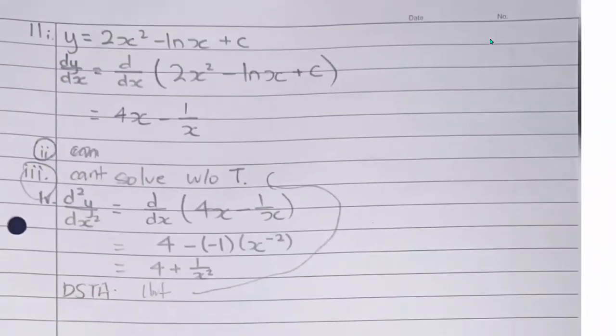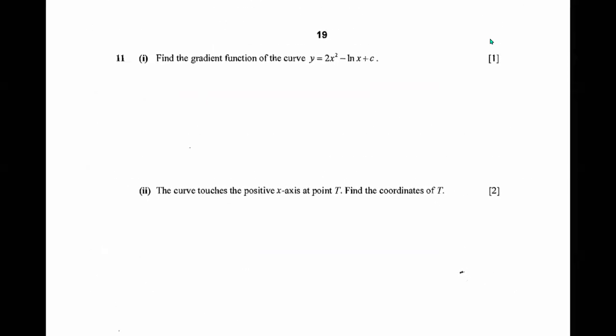Okay, 11 part 1 is fine. You differentiate 2x squared minus ln x, you get 4x minus 1 over x. Part 2 you cannot solve with part 1. Part 2 cannot solve part 3. Error carried forward. So let me just quickly differentiate this. dy by dx is the gradient function. You get 4x minus 1 over x.